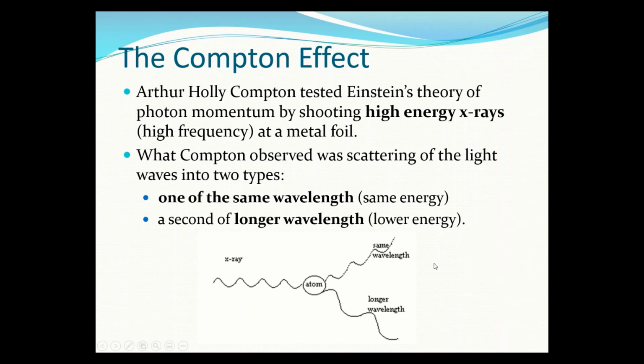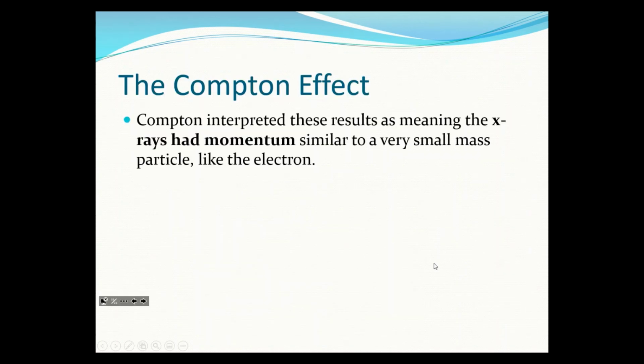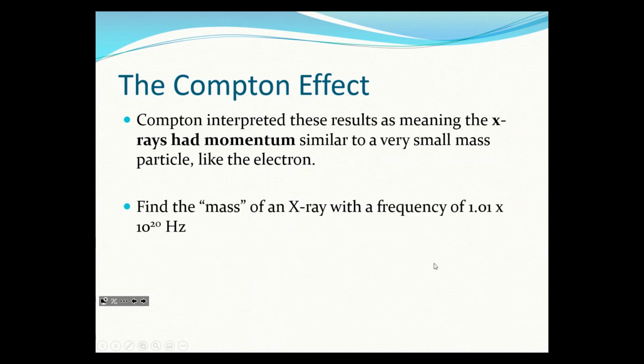Now we need something to explain it. So this was his way of explaining it. Compton interpreted these results as meaning the X-rays had momentum very similar to a very small mass particle like an electron. So we can find the mass, in air quotes, of an X-ray with a frequency of 1.01 times 10 to the 20 hertz.